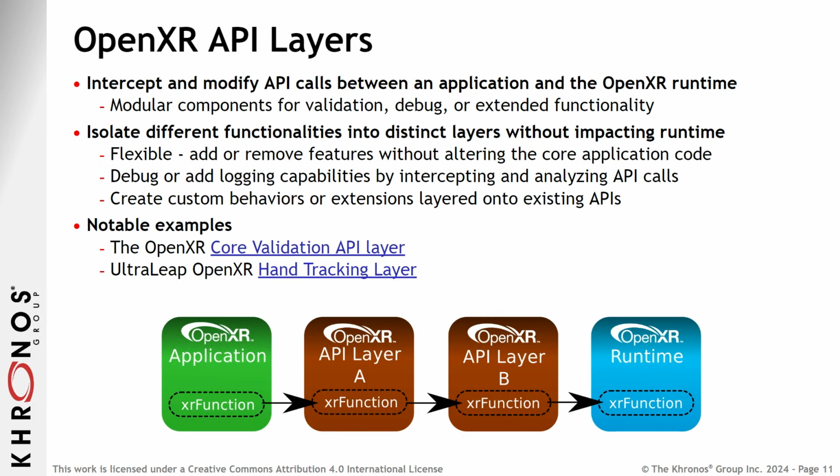A few notable examples are the OpenXR core validation API layer, similar to Vulkan's validation layer, for example, or the UltraLeap OpenXR hand tracking layer. And I'd actually like to talk about how NVIDIA used the OpenXR API layer system to build a Unity client plugin for NVIDIA CloudXR. So as many of you probably here use Unity, Unity under the hood, as Neil mentioned, is using the OpenXR interface to be able to communicate with applications.